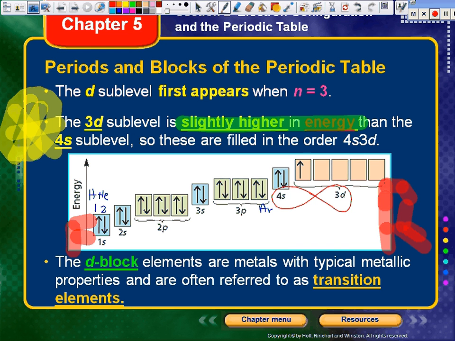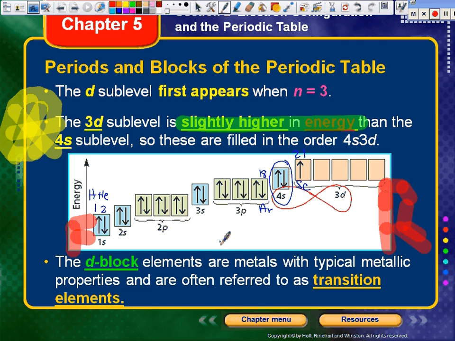If I tried to put 3D next, what is the first element in 3D? It's scandium, which is what number? Can you go from 18 to 21? That's the issue. So the reason you don't go 3P, 3D is because there's an energy level that you would skip at the 4S. Now, do you agree that these energy levels are very close? They are, but it's slightly higher. That's why we have to do 3D next.